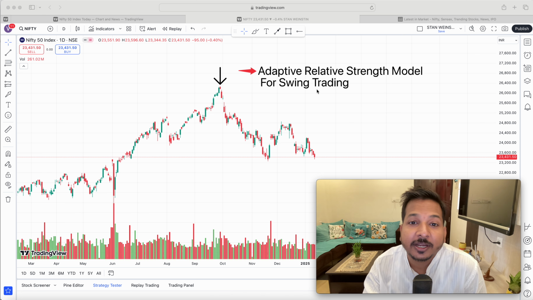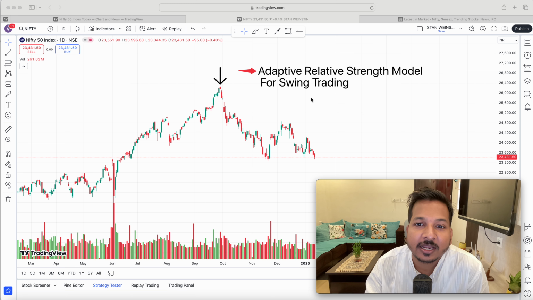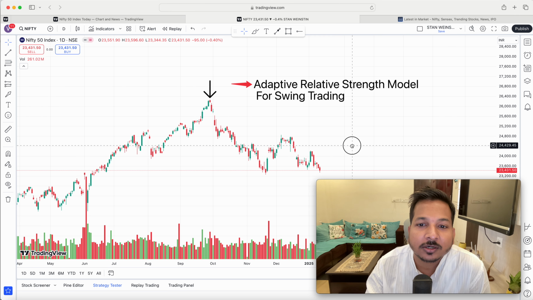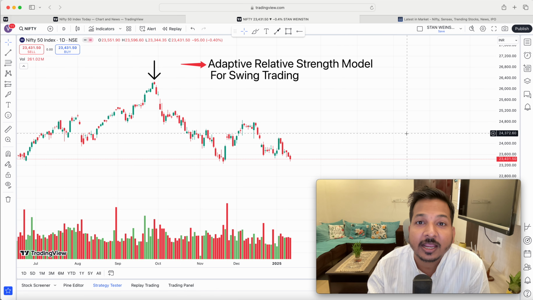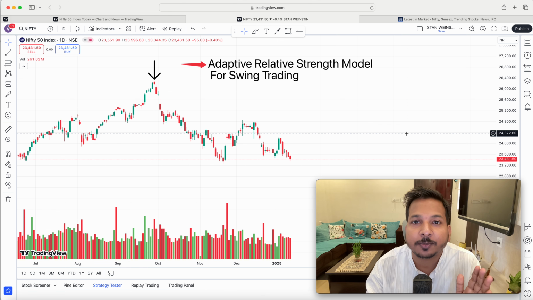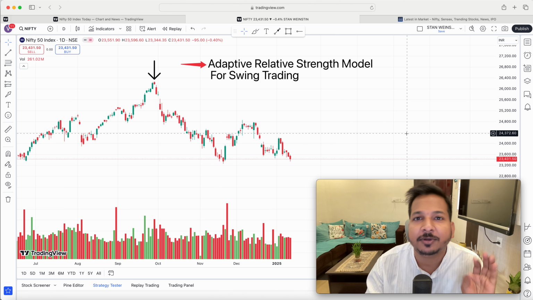I have already explained the relative strength 55 and relative strength 123 models, but that is standard. You are not seeing what is going on in the current market. You are simply using 55 for short term trades and 123 for long term trades, and checking in the last 123 daily candles which stocks are outperforming Nifty, and which stocks are outperforming Nifty in the last 55 candles.